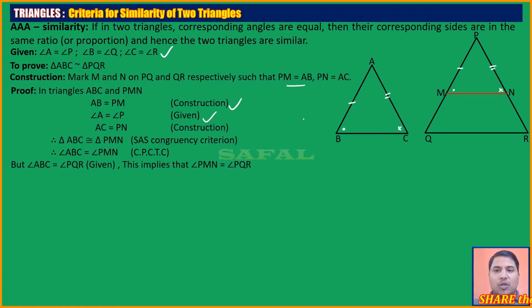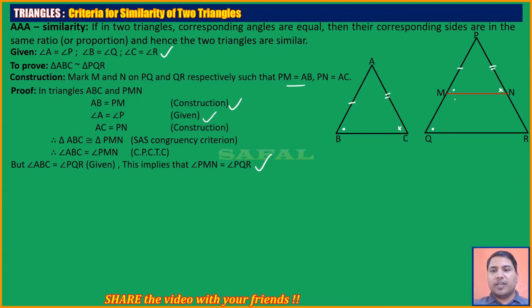Now it is given to us that angle B is the same as angle Q, angle PQR. That means this angle is the same as this angle. That is given: angle A equals P, angle B equals Q. And just now we have proved that angle B is equal to angle M. So I can say that angle PMN and angle PQR are equal.